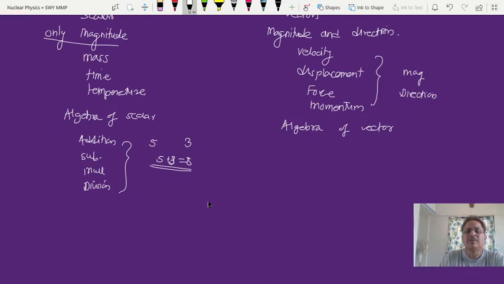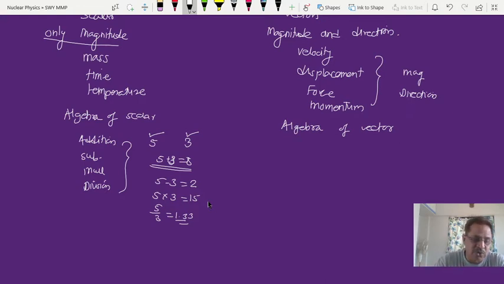Whoever works out the answer, it will always be 8. If one goes for 5 minus 3, this will be 2 for all. If we go for 5 into 3, this will be 15 for all, and 5 upon 3 is about 1.33. So this particular algebra doesn't change for anyone, as long as the physical quantities I am expressing are scalar ones. These operations are very well known to us. We use them several times in our everyday life as well, and they are called algebra of scalar physical quantities, or scalars, so numbers.